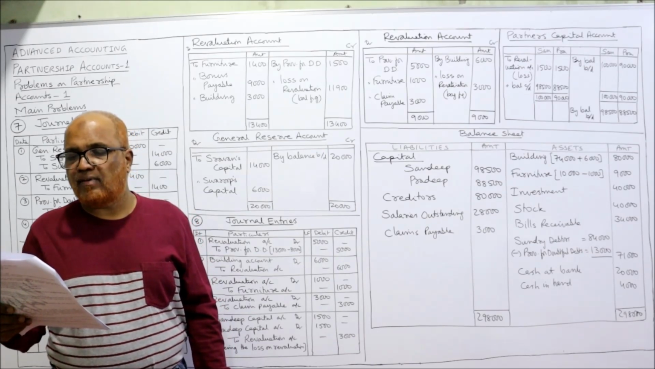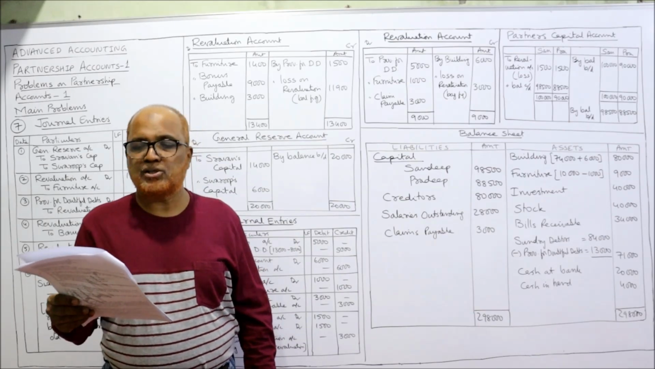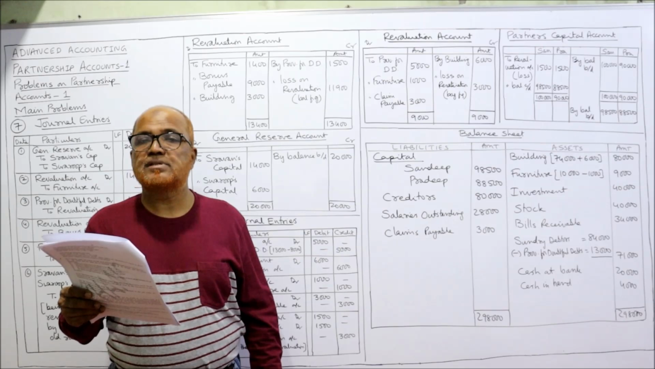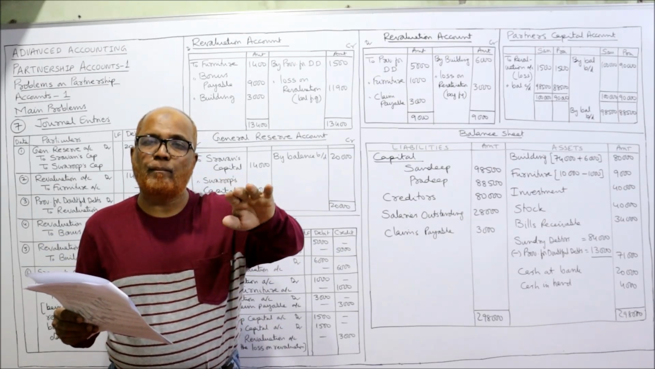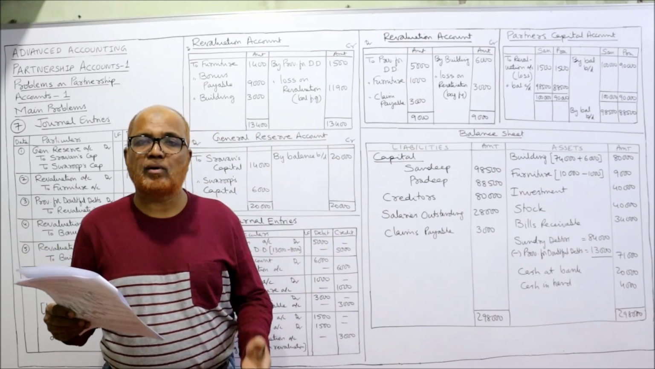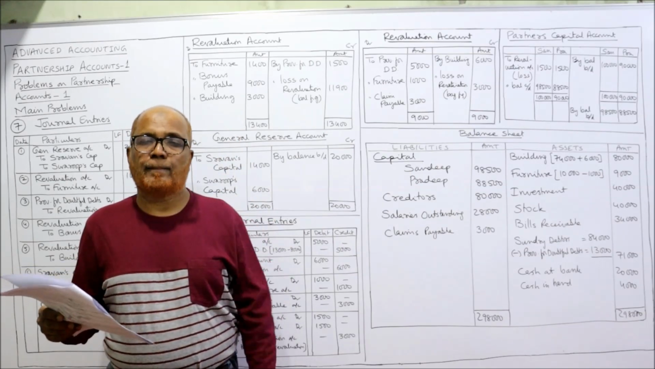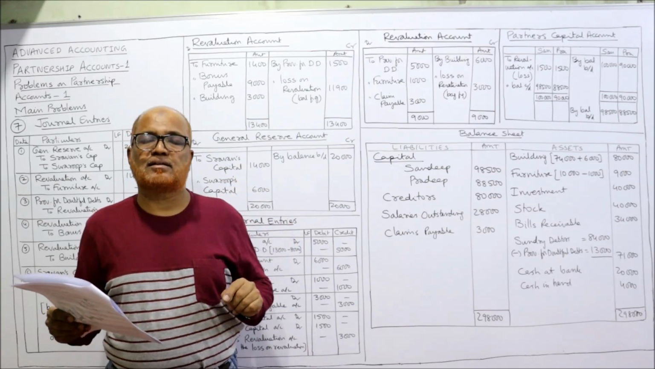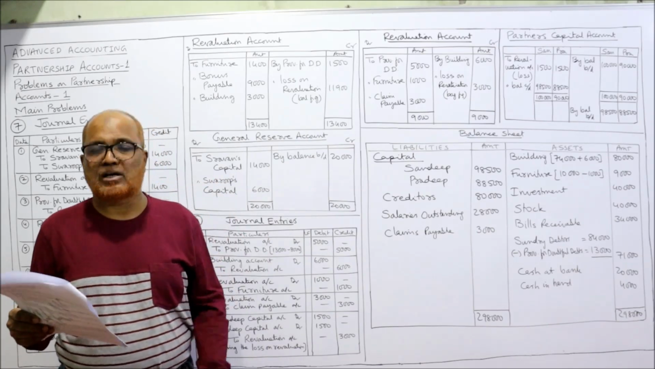Building and furniture are revalued at 80,000 and 9,000 respectively. Building is to be revalued at 80,000. What is the balance sheet value of building? 74,000. From 74,000 we have to make it 80,000. That means 6,000 rupees building value has to be increased. So we have to debit building. In order to increase the asset, debit the asset. So building account debit, revaluation account credit 6,000.